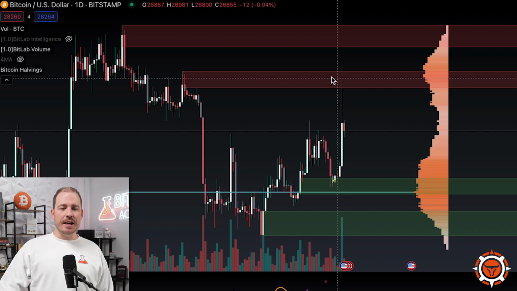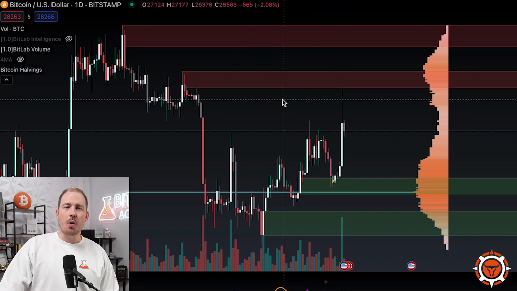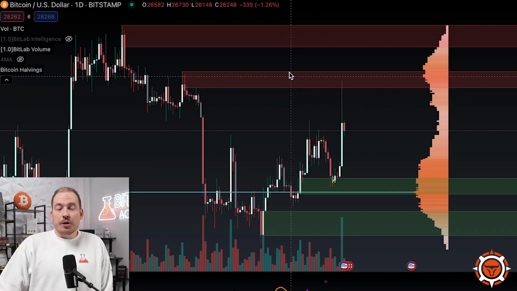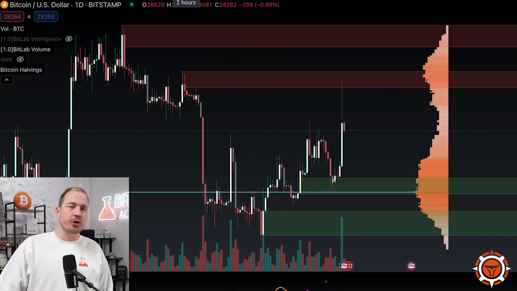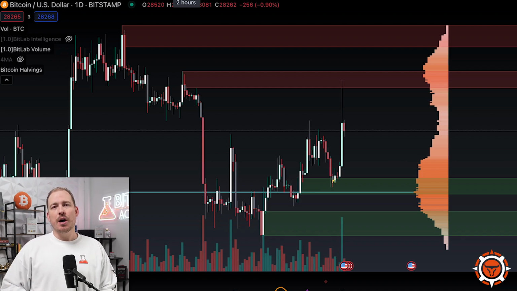So let's go ahead and look at a smaller time frame and see if there's more order blocks, areas of interest on those smaller time frames that can give us a little more clarity about where we can find some potential support and resistance as it relates to interest and price levels on this asset.